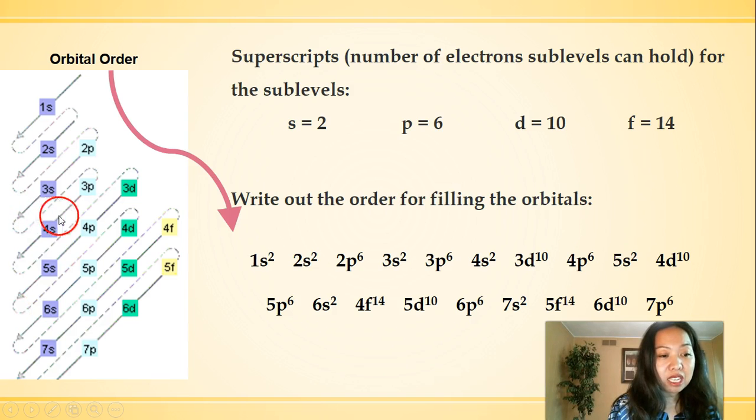S, P, D, and F are the sublevels. So there are 4 sublevels. The S sublevel can hold a maximum of 2 electrons. The P can hold 6 electrons, D can hold 10, and F can hold 14 electrons. So we are going to write out the order for filling the orbitals with electrons. We're going to read this diagonally from the top right to the bottom left, and then again we're just going to follow the arrow until we get to the next energy level.